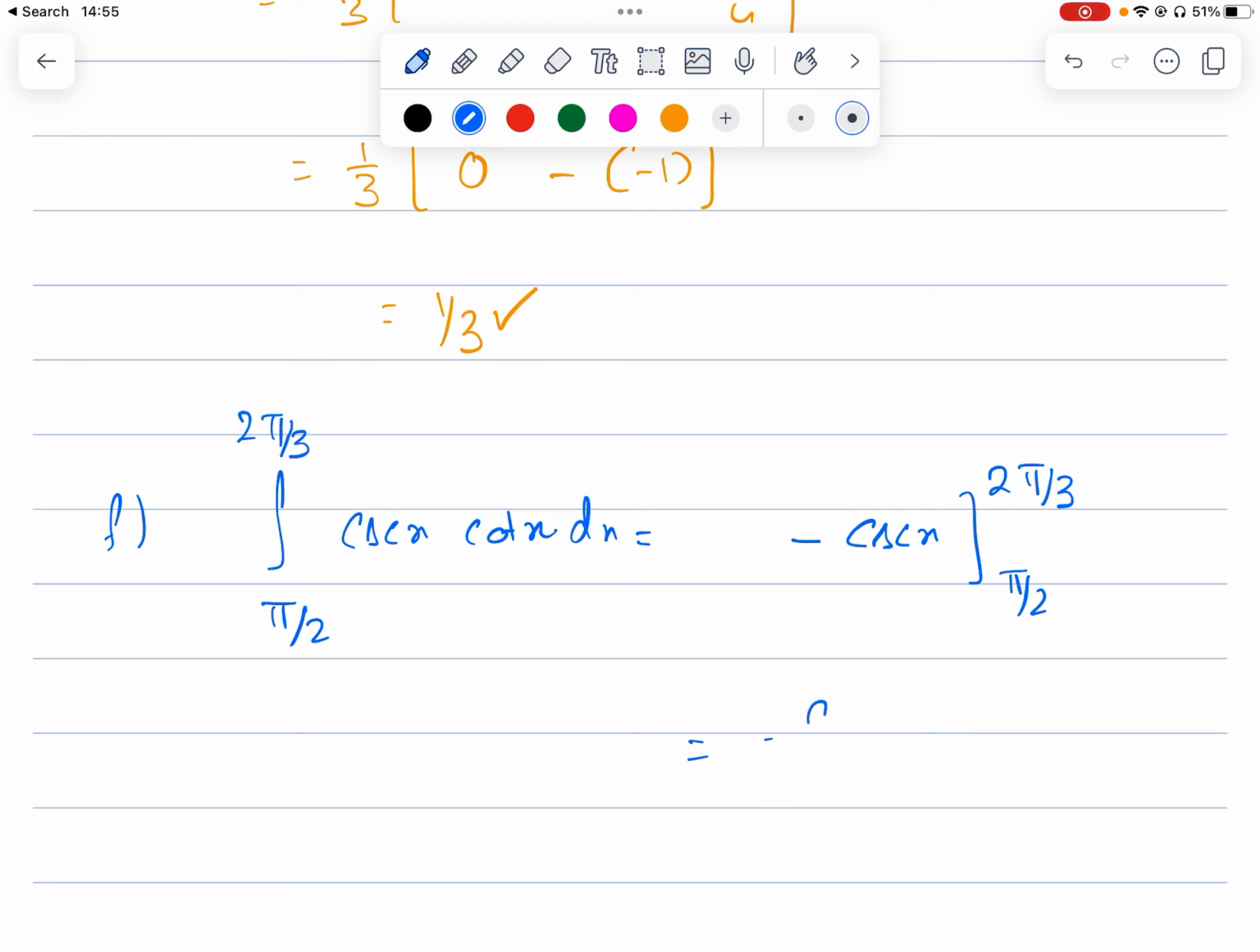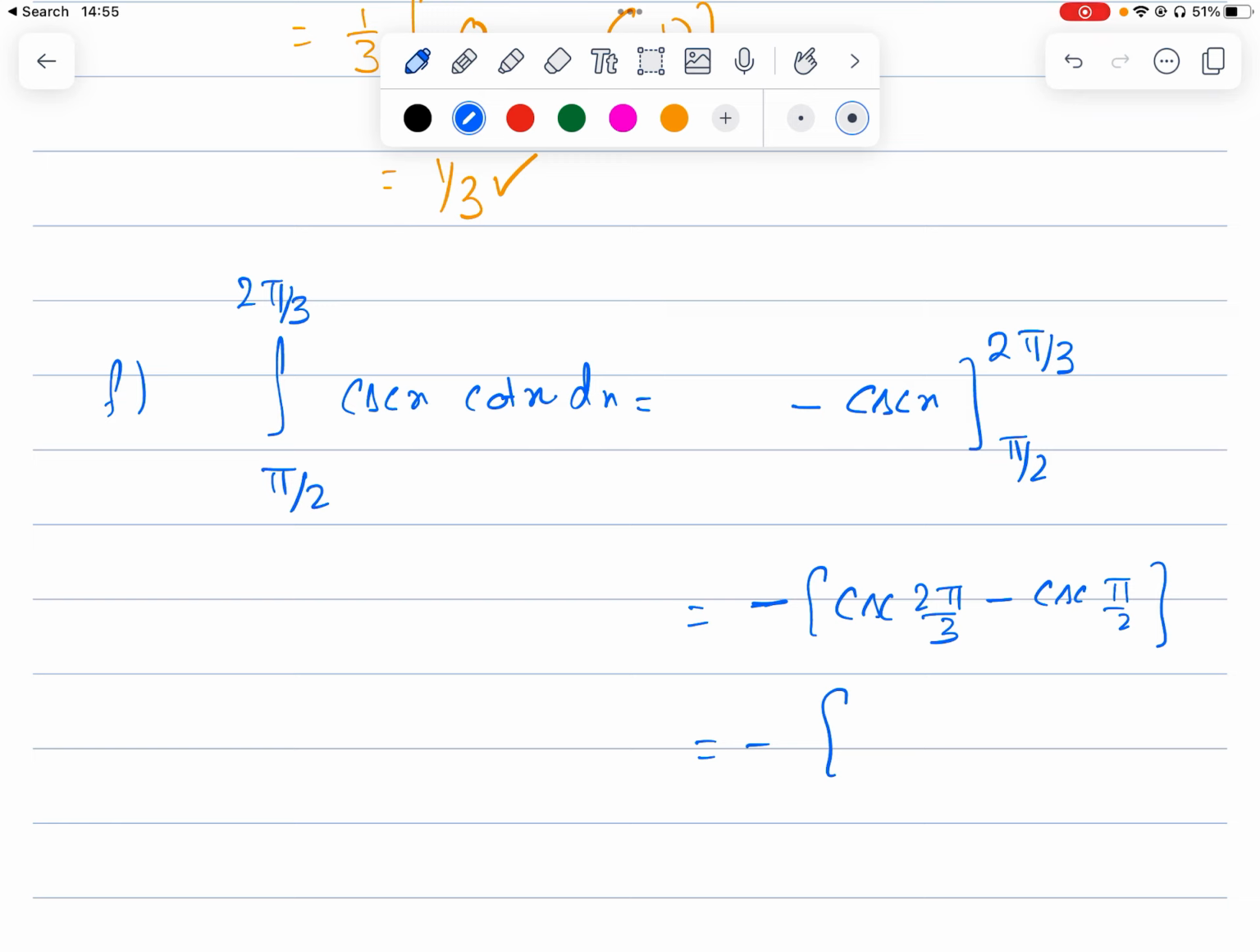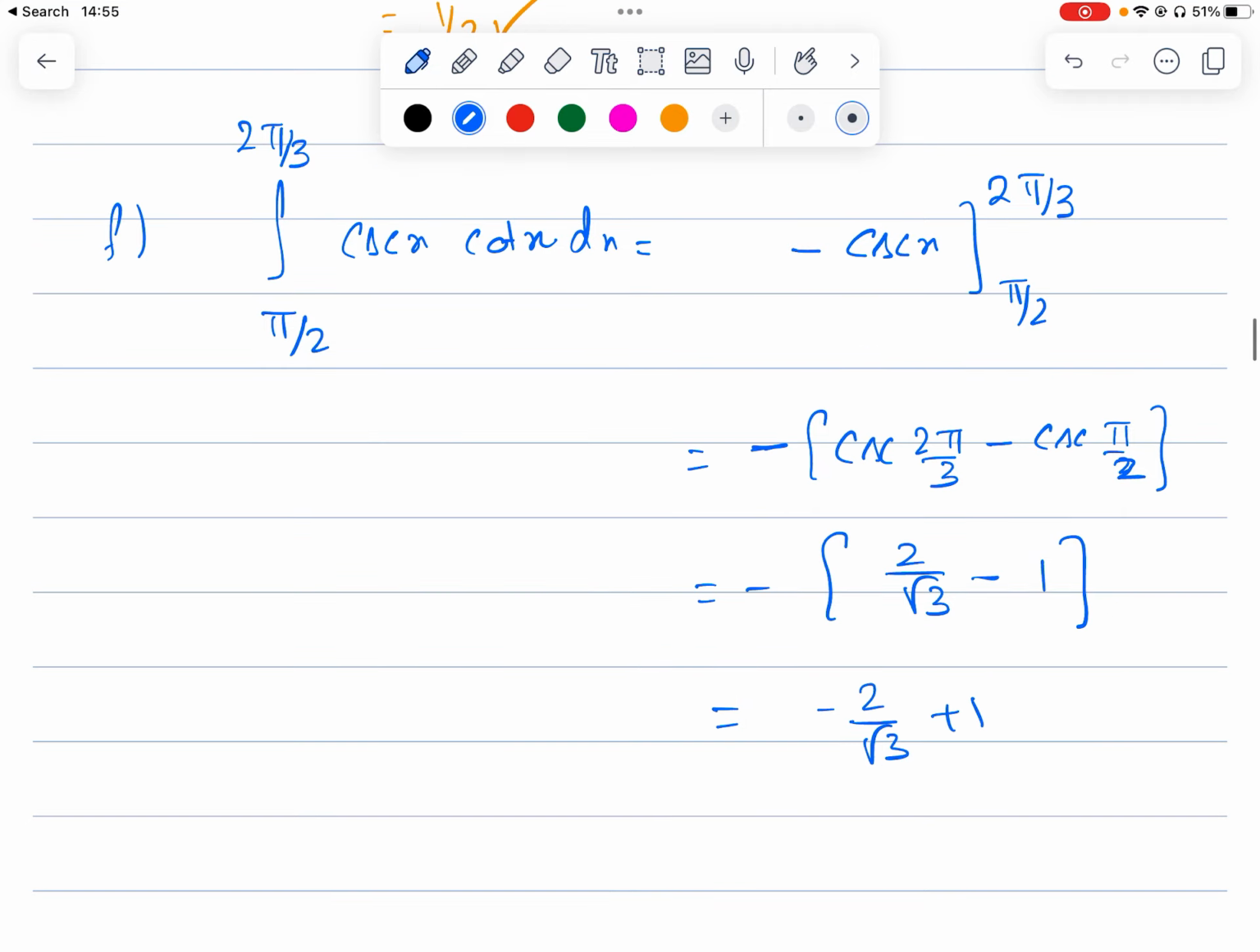Integral of cosecant x cot x from π/2 to 2π/3, dx, which is minus cosecant x from π/2 to 2π/3. So minus cosecant 2π/3 minus cosecant π/2. So minus cosecant 2π/3, cosecant 120, which is 2 upon root 3, minus cosecant π/2, cosecant 90, which is going to be 1. So what does that become? Minus 2 upon root 3 plus 1, or 1 minus 2 upon root 3, or 1 minus 2 root 3 upon 3. Don't forget to rationalize the denominator. That's going to be the answer for question number 1 or 2.